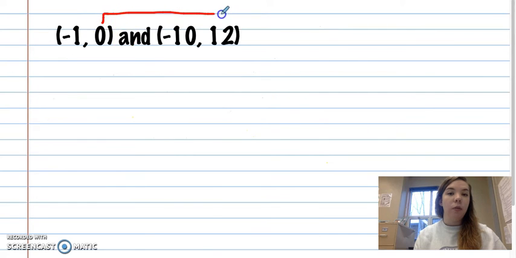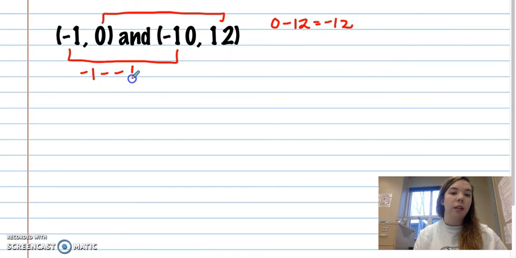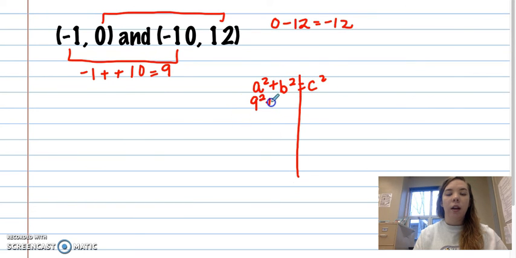Okay, again, I'm going to subtract my y's, subtract my x's, and you should be used to this part because we did it for slope. So I have 0 minus 12 is negative 12. And I have negative 1 minus negative 10. So I can add the opposite, which is 9. So in my formula, I'm going to plug in 9 for A and negative 12 for B. And you could use regular 12 because, again, our final answer will be positive anyway.